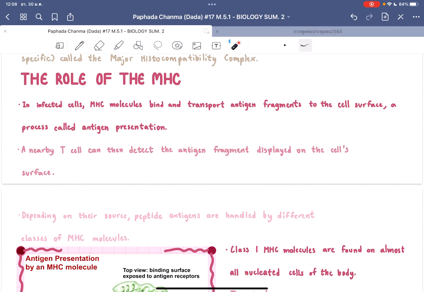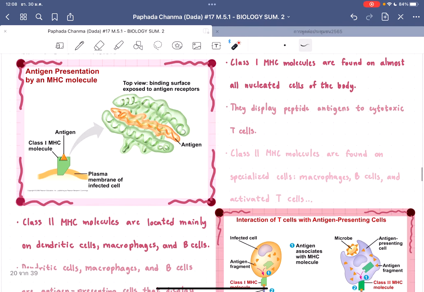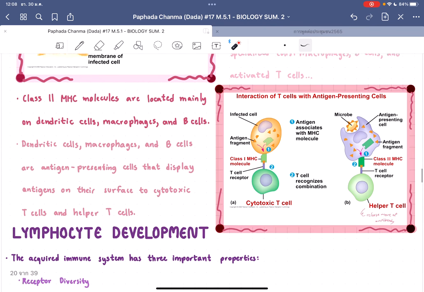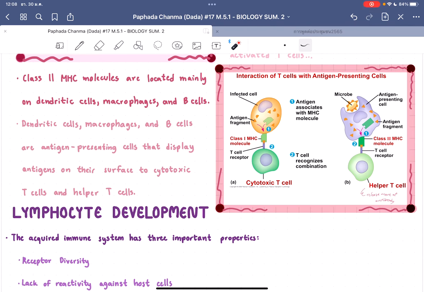Depending on their source, peptide antigens are handled by different classes of MHC molecules. Antigen presentation by MHC molecules is shown in the picture. Class 1 MHC molecules are found in almost all nucleated cells of the body. They display peptide antigens to cytotoxic T cells. Class 2 MHC molecules are found on specialized cells, which are the macrophages, B cells, and activated T cells. So, class 2 MHC molecules are located mainly on dendritic cells, macrophages, and B cells. Dendritic cells, macrophages, and B cells are antigen-presenting cells that display antigens on their surface to cytotoxic T cells and helper T cells.